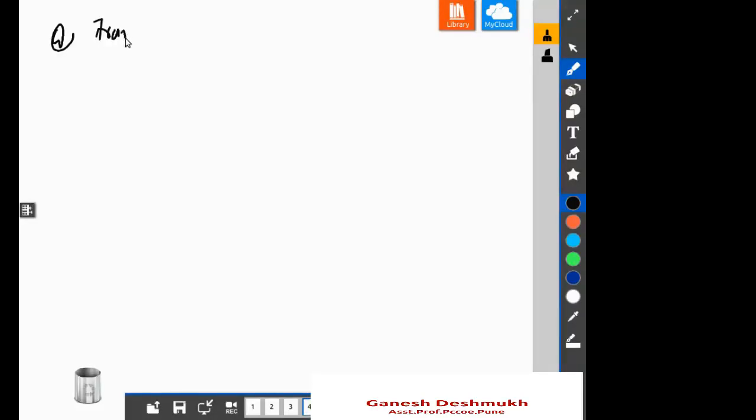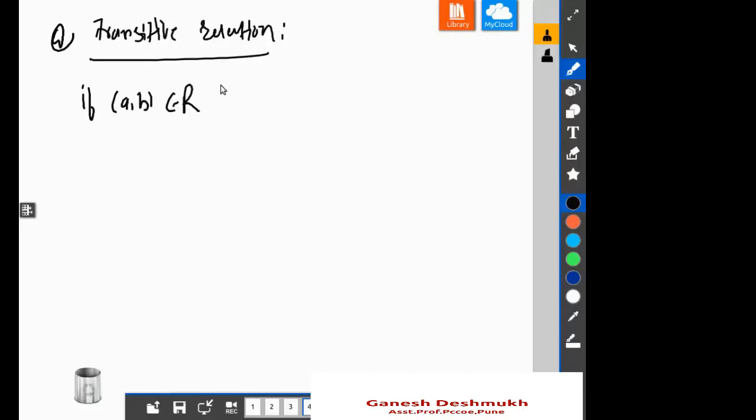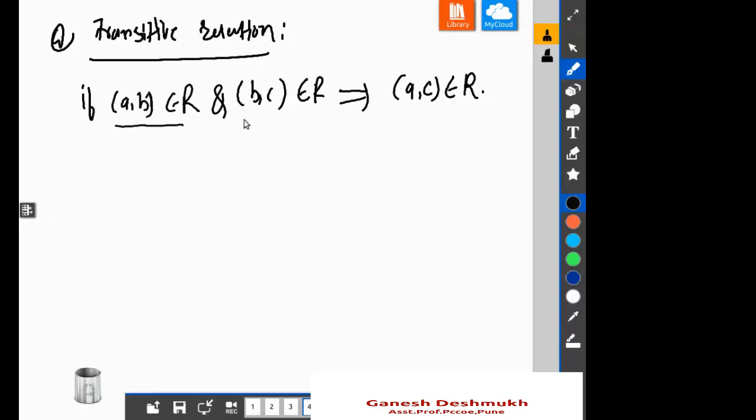Fourth property is transitive relation. So if (A, B) belongs to relation R and (B, C) belongs to relation R, it implies that (A, C) belongs to R. So (A, B) belongs to R and (B, C) belongs to R. It implies that the pair (A, C) should belong to R. If it's so, then such a relation is called a transitive relation.